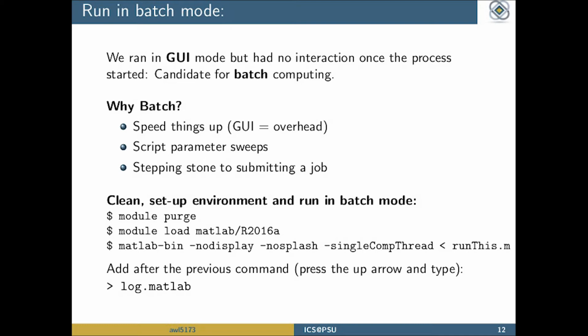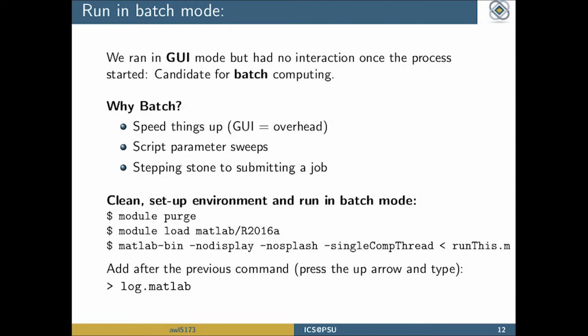And then the second thing is that we can script parameter sweeps. So for example, you don't give it any inputs, but we could definitely modify this to give it an input. And if we were going to do this, say 50 or 100 times, you wouldn't want to be sitting there clicking each and every time. We could do this in batch mode and do a whole set of parameter sweeps all at once.